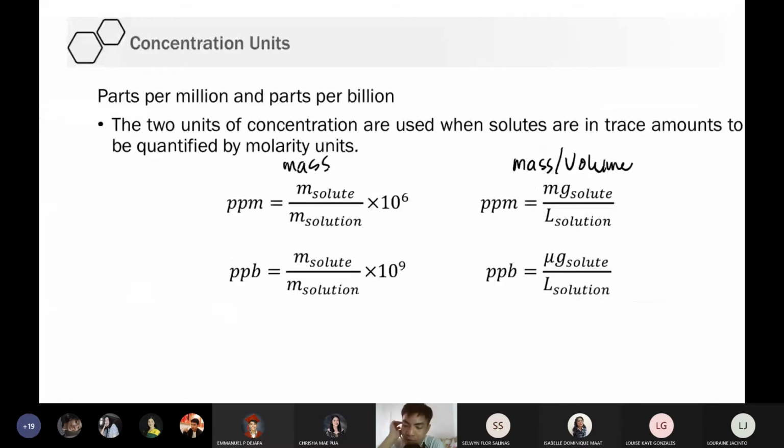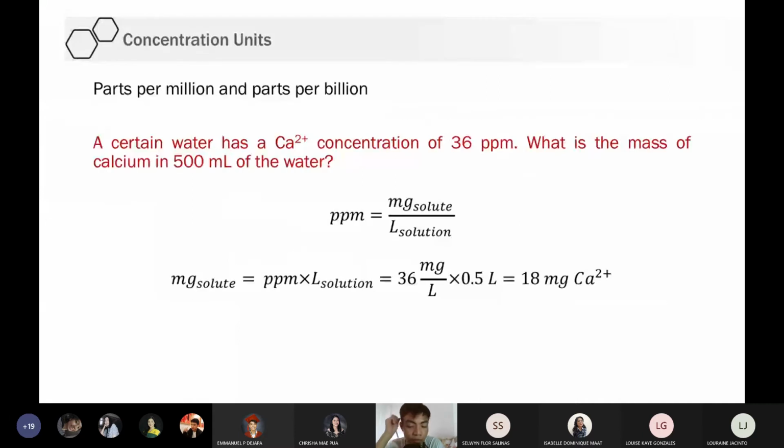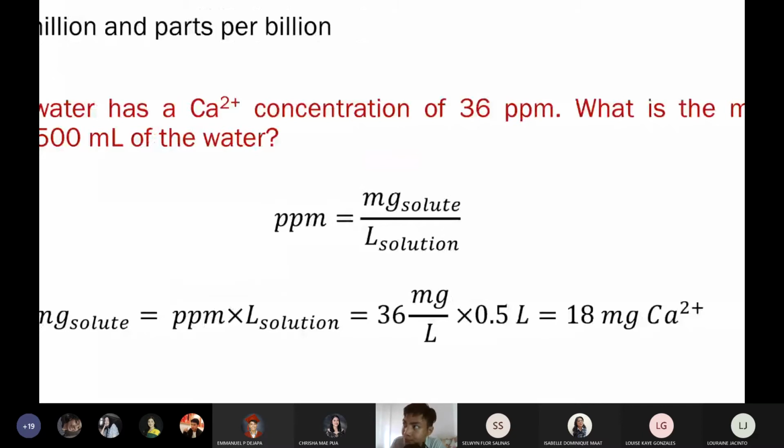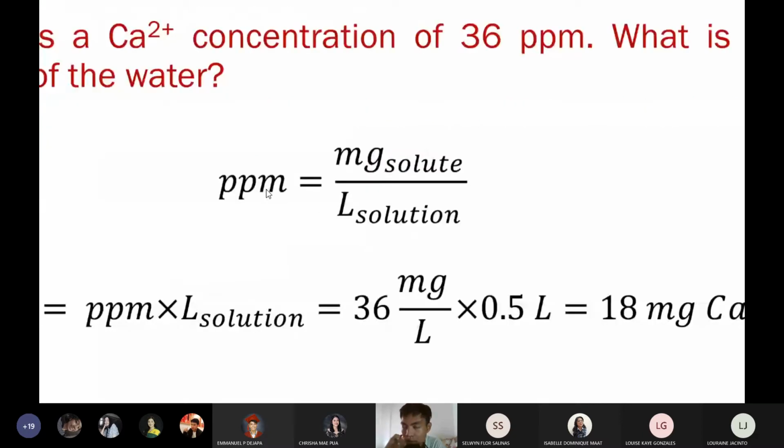For example, a certain water has a calcium concentration of 36 ppm. What is the mass of calcium in 500 ml of the water? Okay, so since our solution is in liquid form, naka-water siya, naka-volume unit siya, so we use the equation of ppm that is in terms of mass and the volume. So again, ppm, parts per million, is equal to milligram of your solute divided by the liters of your solution. Ano yung hinahanap? Ang hinahanap sa problem ay yung mass ng calcium.